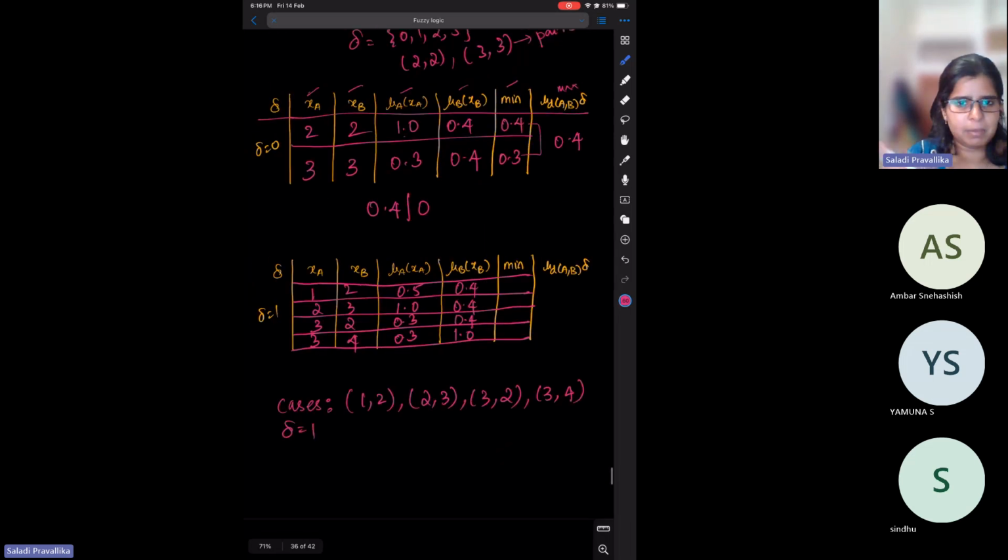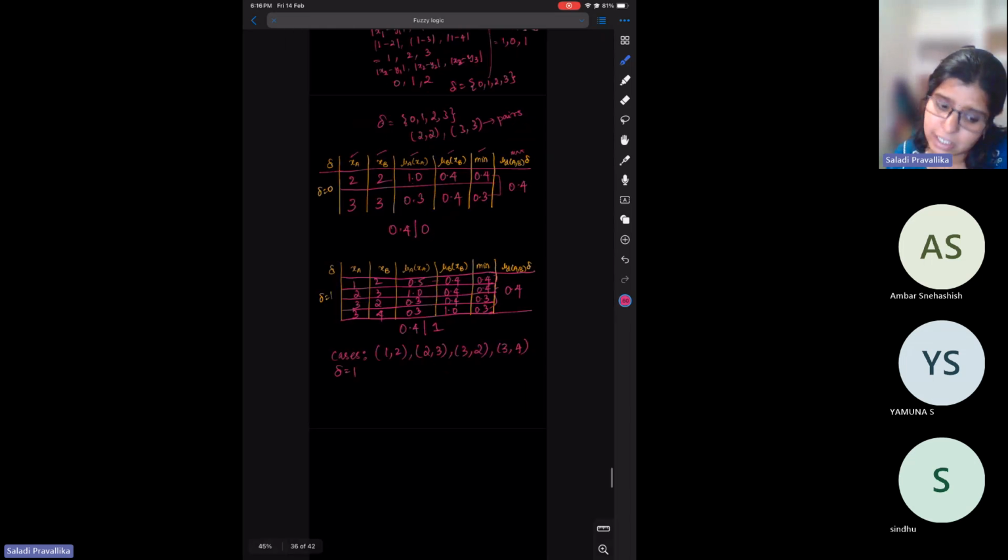Now our table is half finished, so we'll go for the minimum values. The minimum between 0.5 and 0.4 is 0.4. The minimum between 1 and 0.4 is 0.4. The minimum between 0.3 and 0.4 is 0.3. The minimum between 0.3 and 1.0 is 0.3. For the last step, we take the maximum of all of these values, so the maximum is 0.4. So we'll write this as 0.4 given x equal to 1.